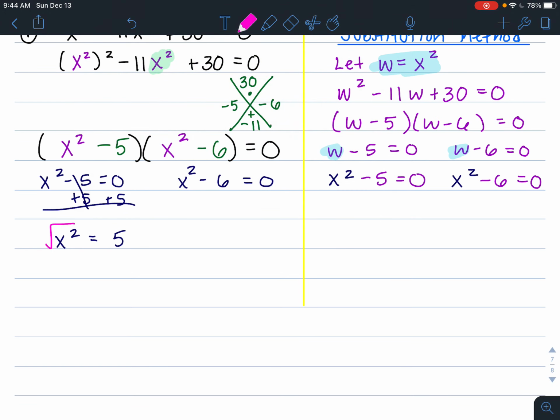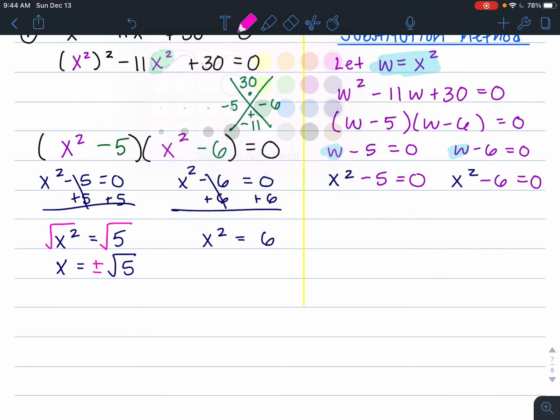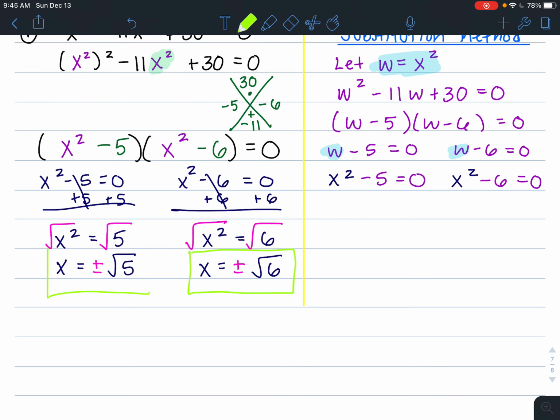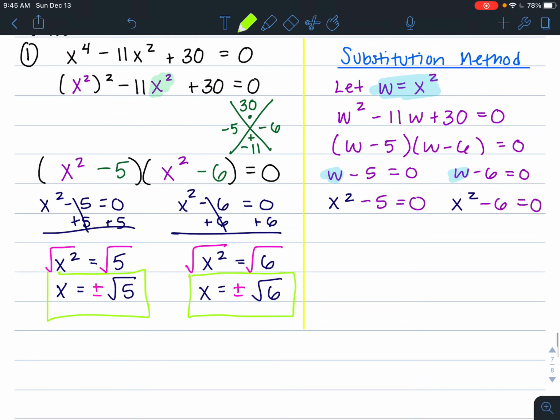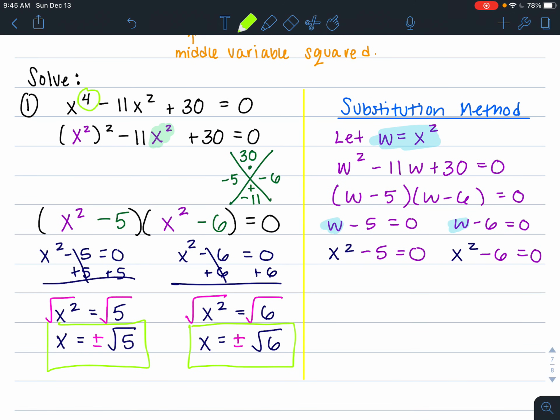To get rid of a square power, you have to take a square root. Remember, when you take the square root of a variable like this in an equation, you get a plus or minus, so x is plus or minus the square root of 5. Then here I'm going to add 6, so x squared equals 6. Do the same thing, take the square root, which gives a plus or minus on my answer. 6 is not a perfect square, just like 5, so we're going to leave it like that. Since we have plus or minuses on our 2 answers, we have a total of 4 answers, which fits since we have a quartic degree.